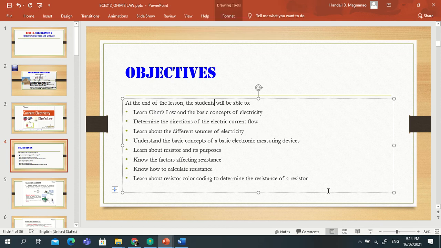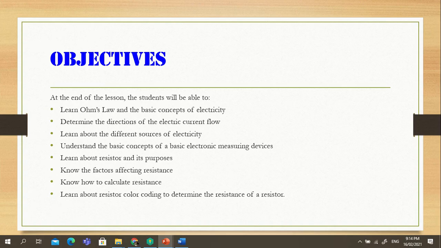determine the direction of electric current flow in a circuit, learn about the different sources of electricity, understand the basic concept of electronic machinery devices, learn about resistors and their purposes, know the factors affecting resistance, know how to calculate resistance, and learn about resistor color coding to determine the resistance of a resistor.